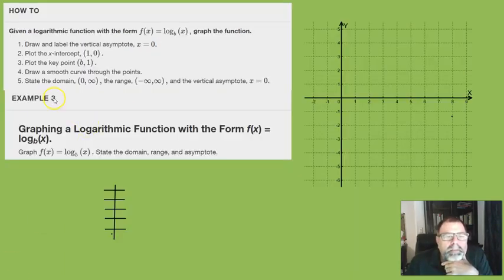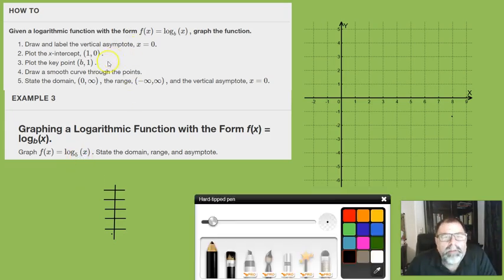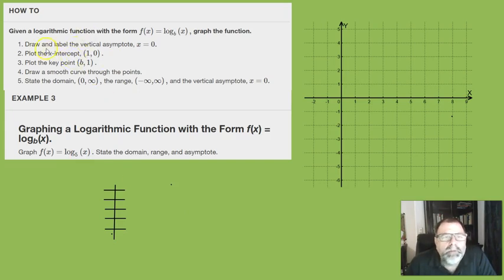Okay, so example 3, graphing a logarithmic function in the form f of x equals log base b of x. So basically just a base, what I call my base graph. So this is log base 5. There's a couple ways you can do it. This is the technique the book's suggesting. Draw and label a vertical asymptote, x equals 0. As long as there's no transformations, it's just x, then you're going to have a vertical asymptote, x equals 0. So we'll put a vertical asymptote there on the y-axis. That's x equals 0.